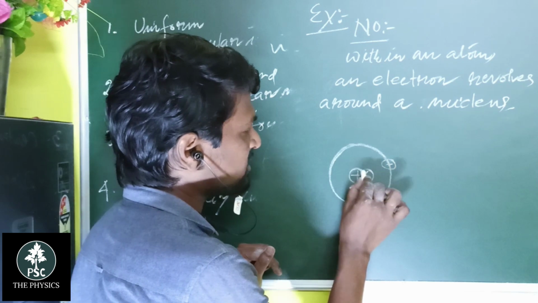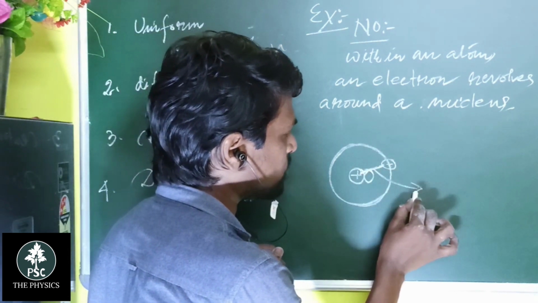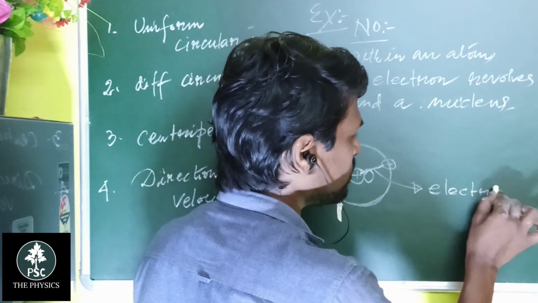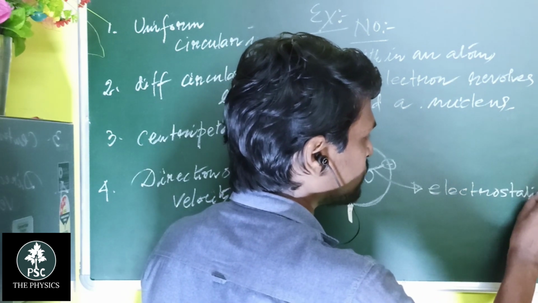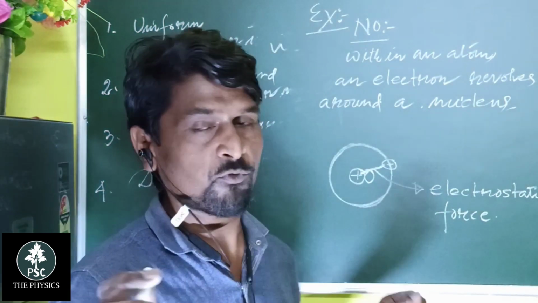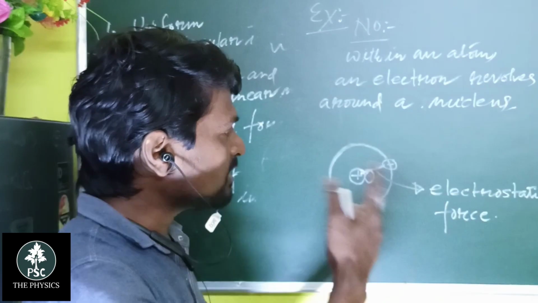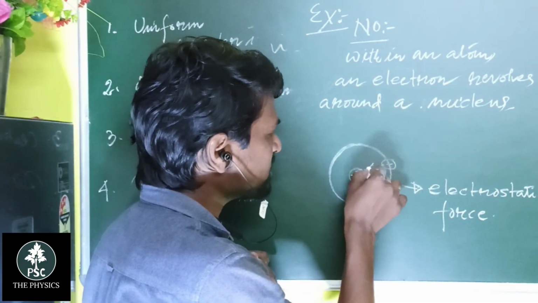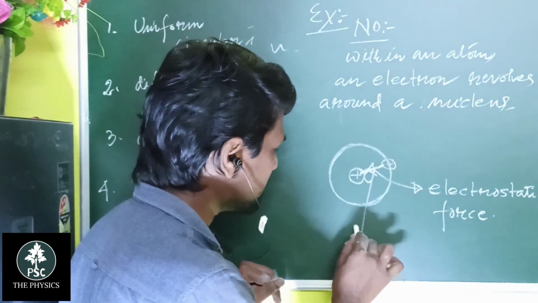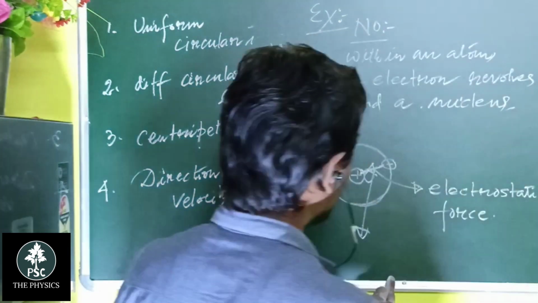There is an attraction force between the proton and the electron, and this is called electrostatic force. It is the electric force associated with the proton as well as the electron. A force is required for that circular motion, and we can explain that concept with centripetal force.